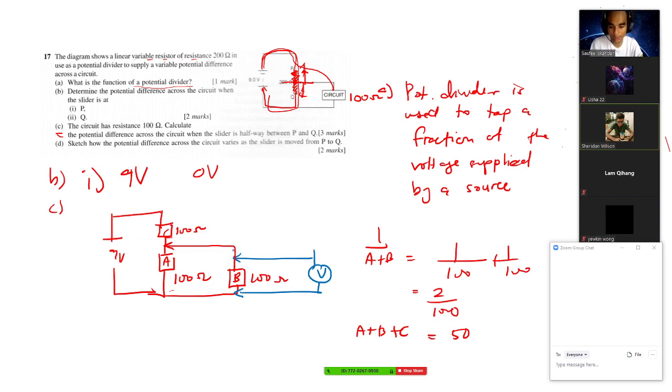How to get the potential difference across the circuit? We want only B over here. So you use the potential divider method again, V times R over R plus R, times back with B. Okay, so we have 50.